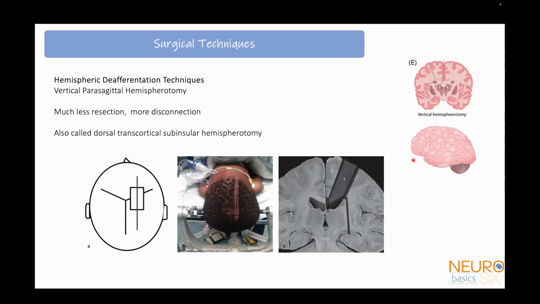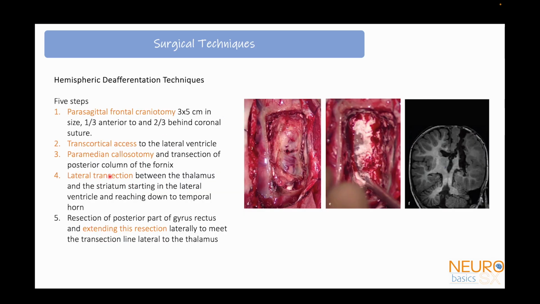Now the main disconnection left here after you've done a callosotomy is to go in and disconnect all the tissue which is lateral to the thalamus. So there's a lateral transection which is done between the thalamus and the striatum. So basically you'll go around the thalamus, following the curve of the ventricle all the way around from this body of the lateral ventricle and go down all the way into the temporal horn, just curving around the thalamus. Okay. After that, you would go back anteriorly.